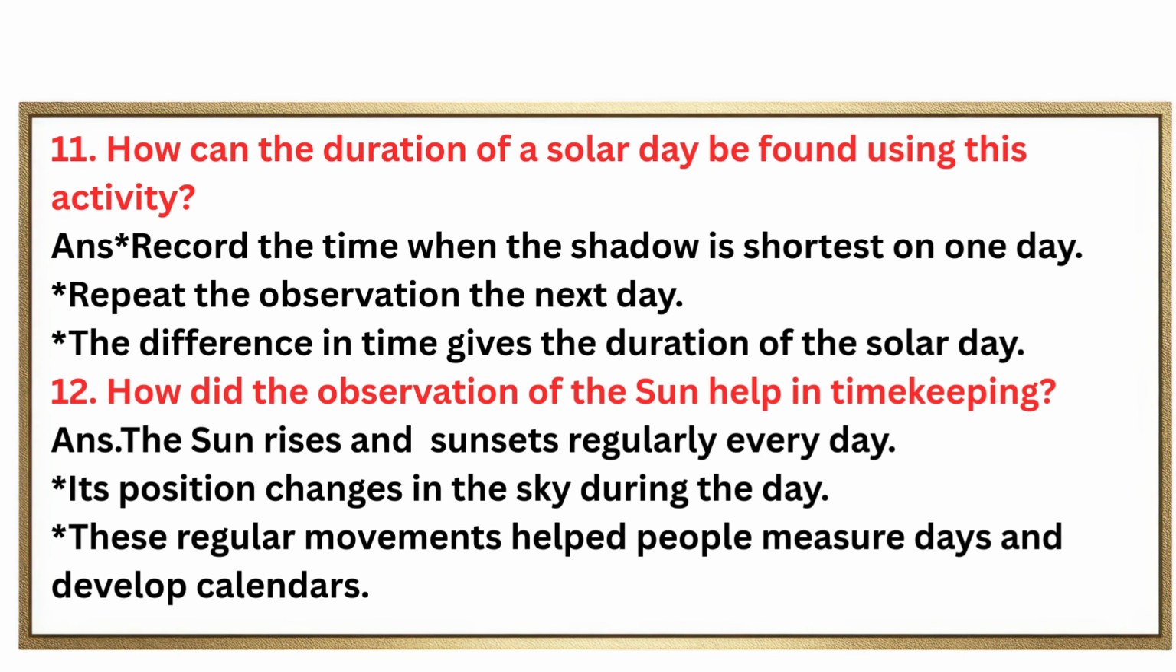Question number 12. How did the observation of the sun help in timekeeping? Answer. The sun rises and sets regularly every day. Its position changes in the sky during the day. These regular movements helped people measure days and develop calendars.